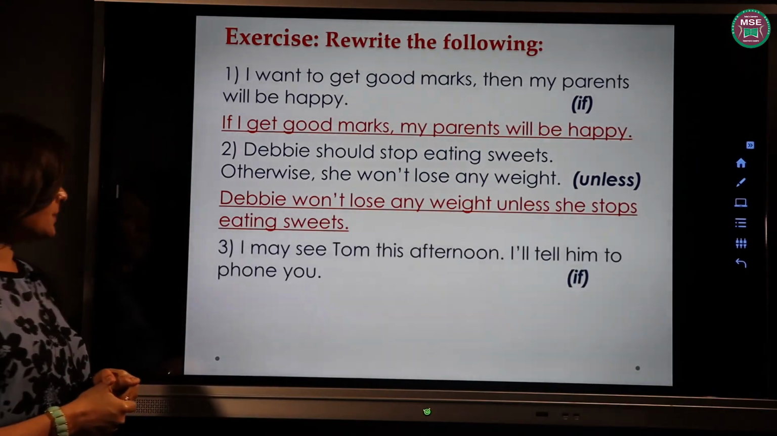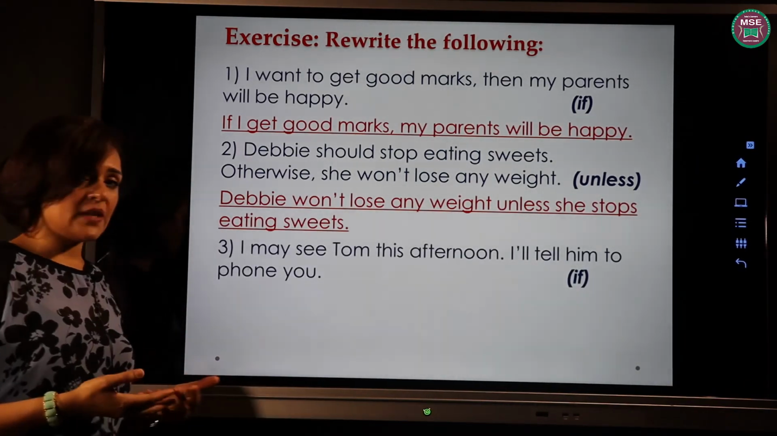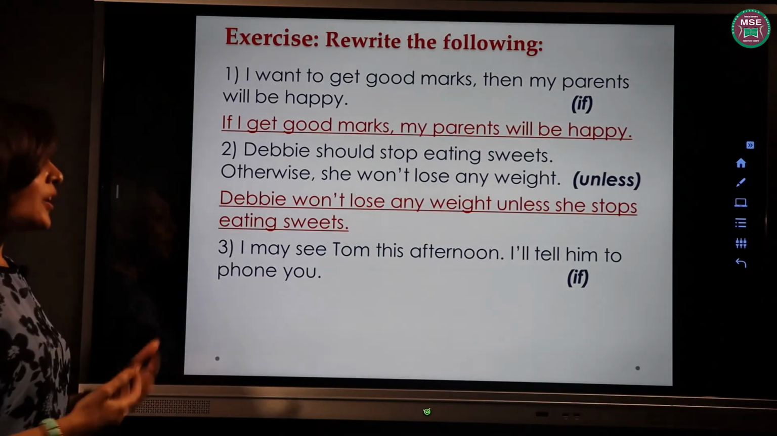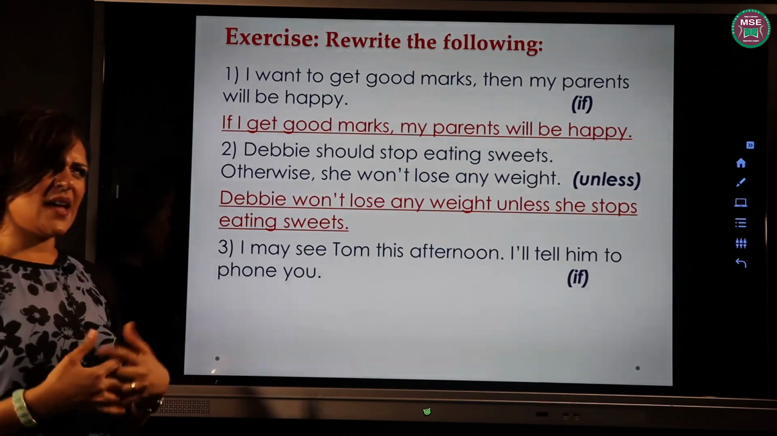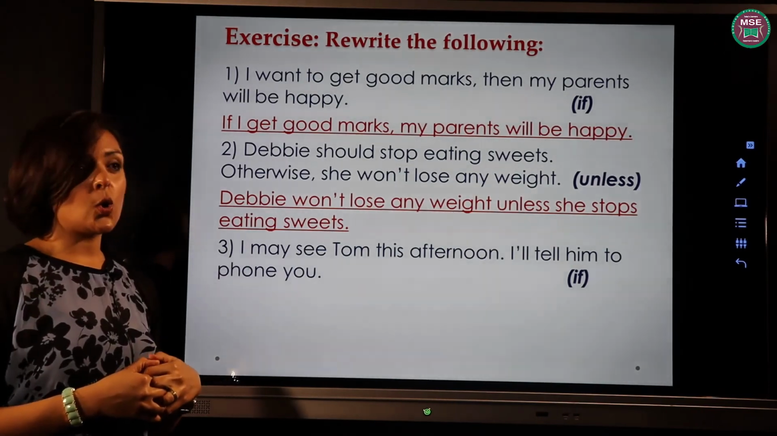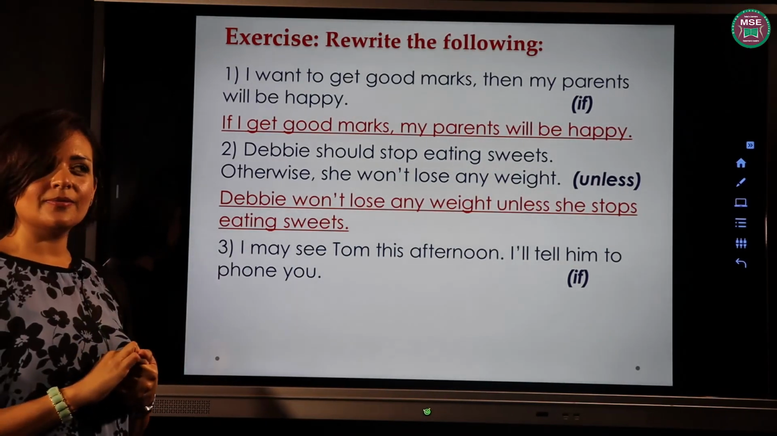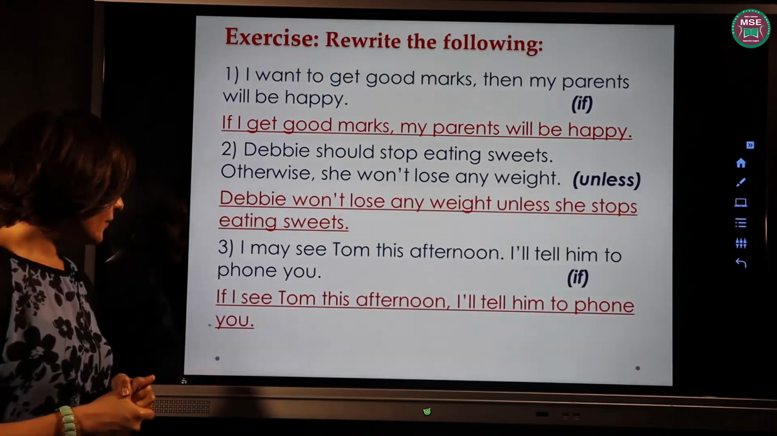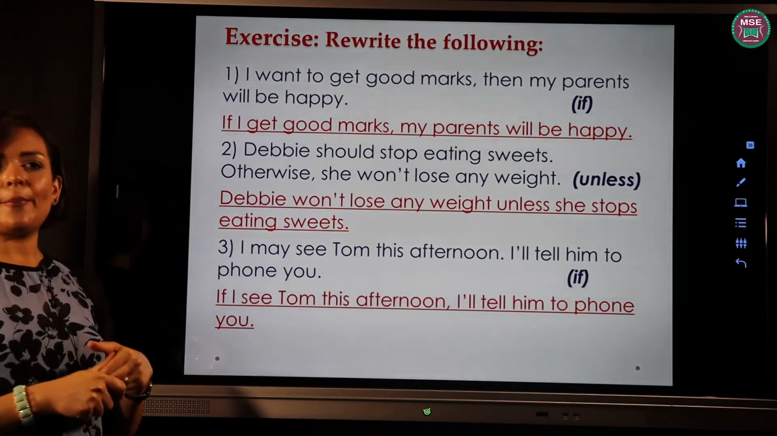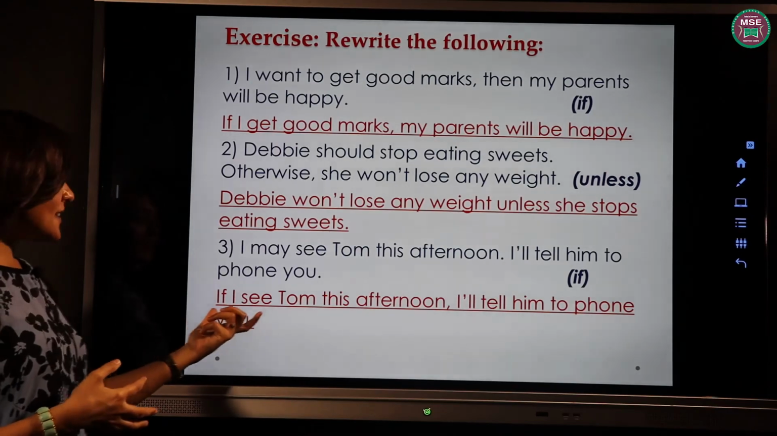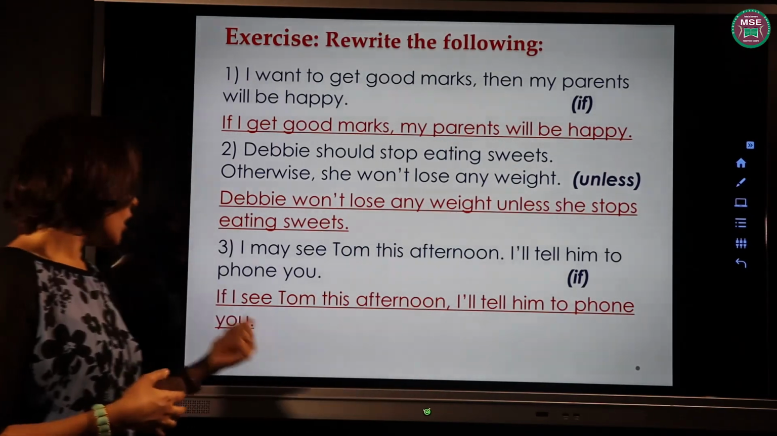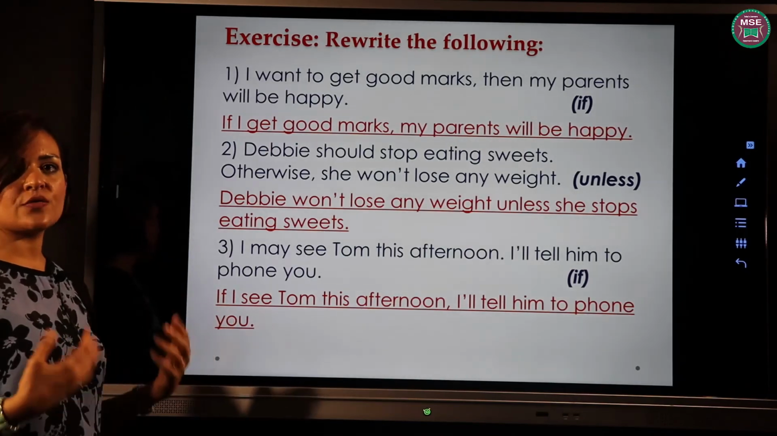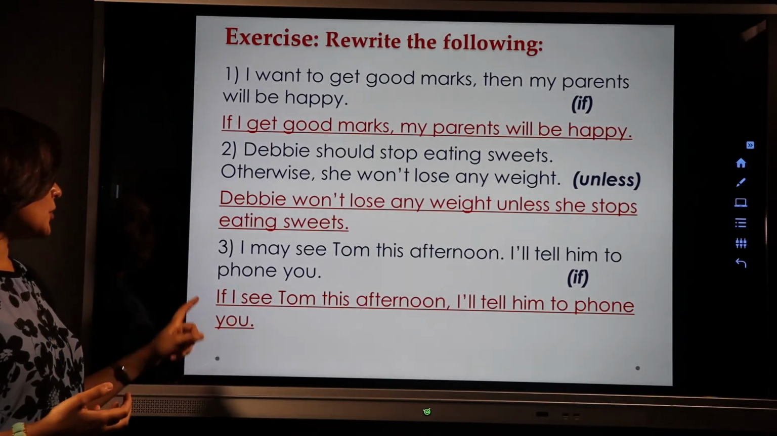The third one: I may see Tom this afternoon. I will tell him to phone you. So is that imaginary or possible to happen? Let's see. Yes, it's possible to happen. So if I see Tom this afternoon, I will tell him to phone you. It means something that's very real and very possible to happen.